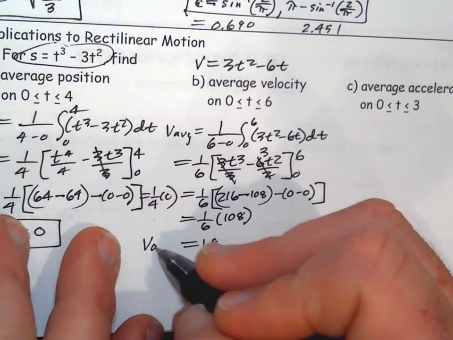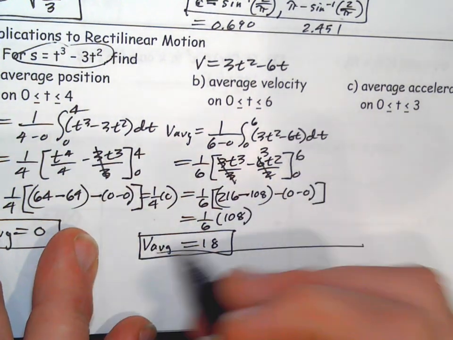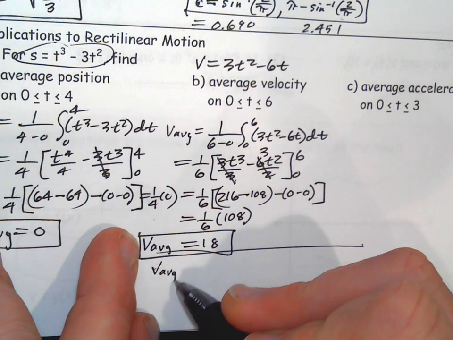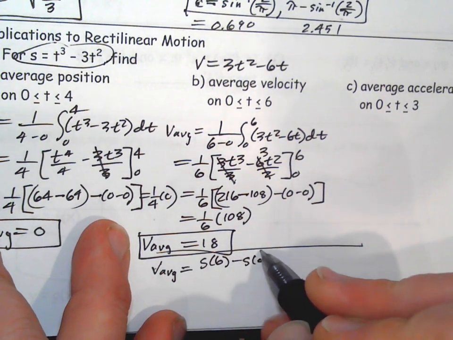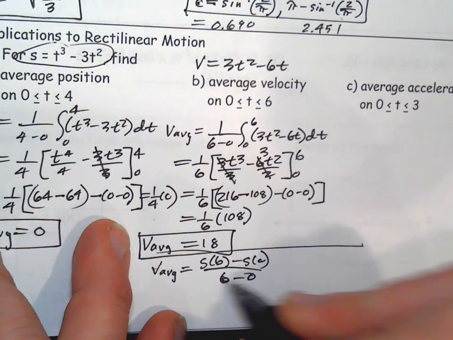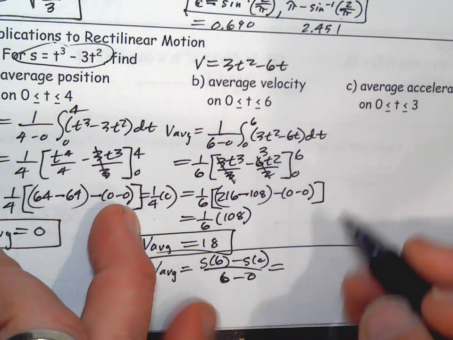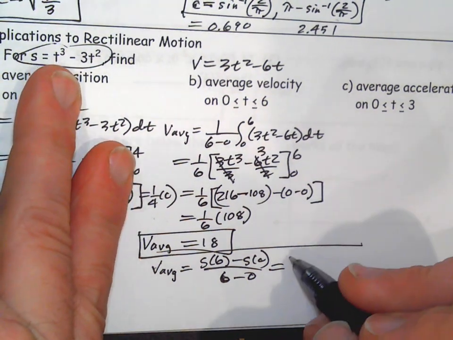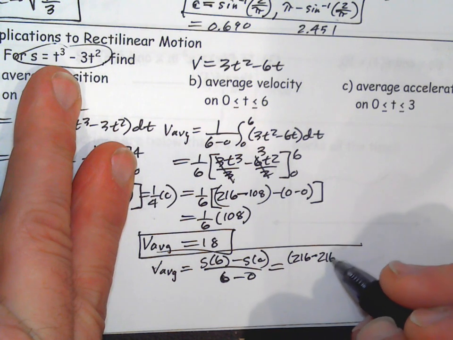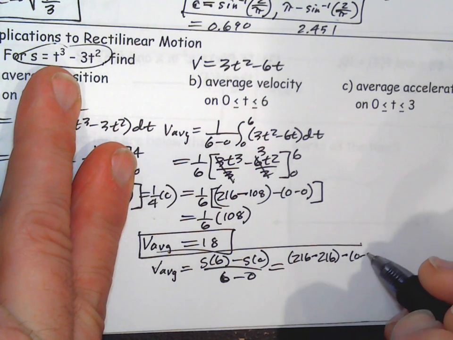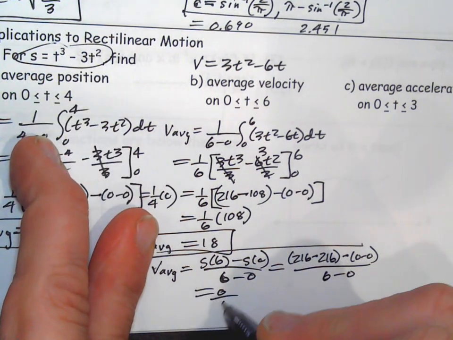For your average velocity. Now the alternative approach, which I would take, is say, oh, average velocity, that's a derivative. Let's just do S6 minus S0 over 6 minus 0 right away, which is essentially what we're doing here. We did a lot of extra work to get there. And S6 is 216 minus 216. And S0 is 0 minus 0. And so you get 0 over 6 is 0.